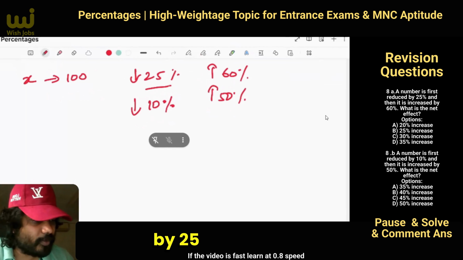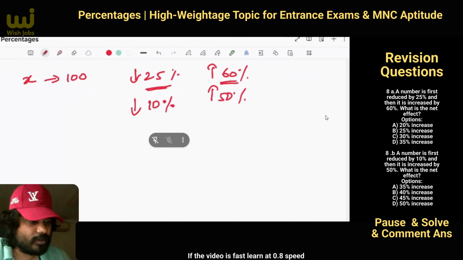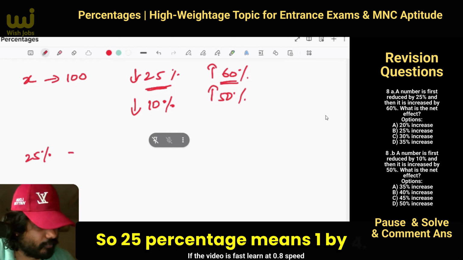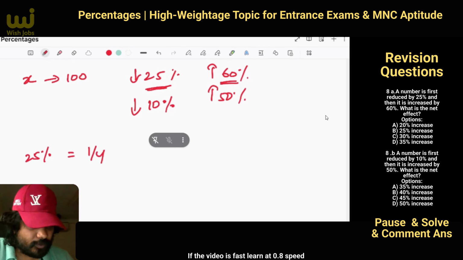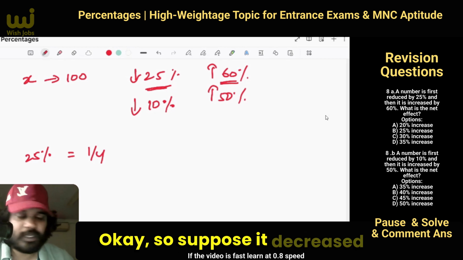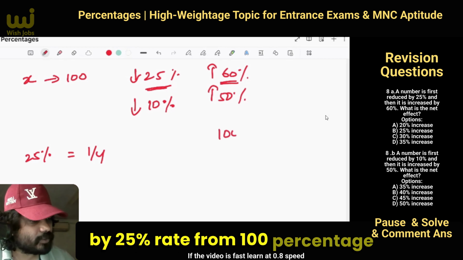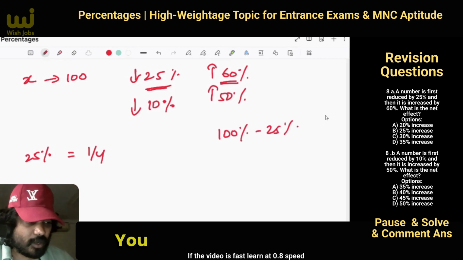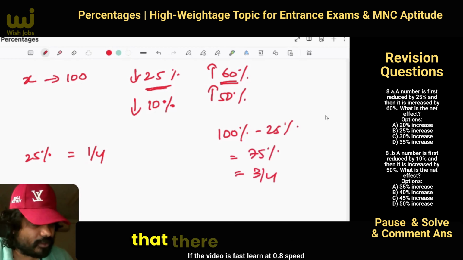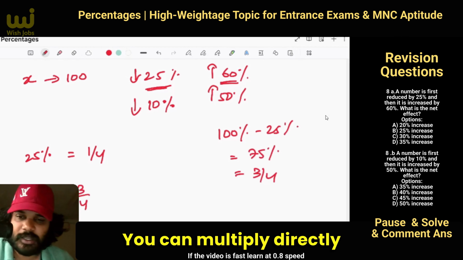First the number is decreased by 25%, next increased by 60%. So 25% means 1 by 4. Or you can do it in this simple method also. Suppose it decreased by 25%, from 100% minus 25%, you will get 75%. That is 3 by 4. You can just multiply directly here, x into 3 by 4.